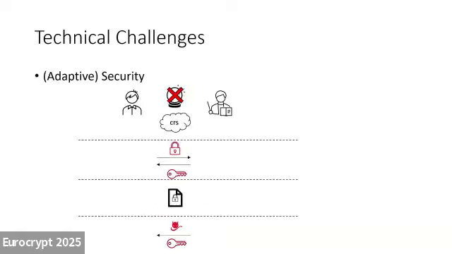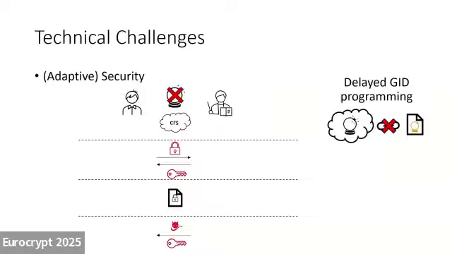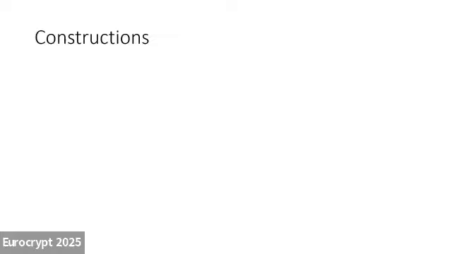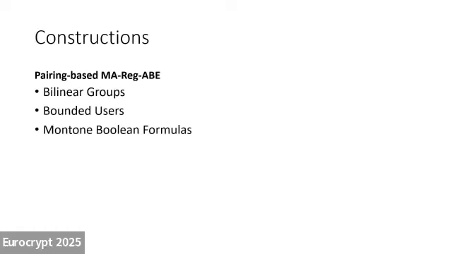There are some additional complications arising from some of these changes we made in arguing security of our proof, and we do have to introduce some new techniques here. But the end result is we're able to construct pairing-based multi-authority registered ABE for bilinear groups, supporting bounded users and monotone boolean formulas, essentially what you'd expect from the combination of registered ABE and multi-authority ABE from groups. The slight caveat is that we do have long decryption keys, but interestingly, unlike the plain multi-authority setting, we don't require a random oracle.